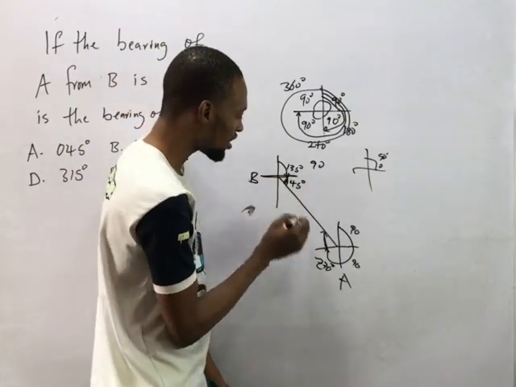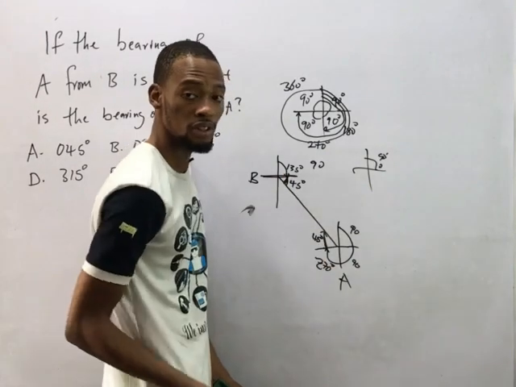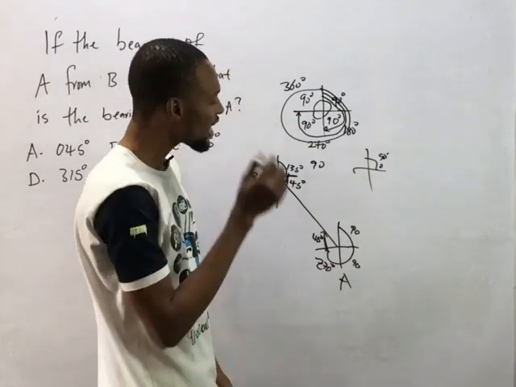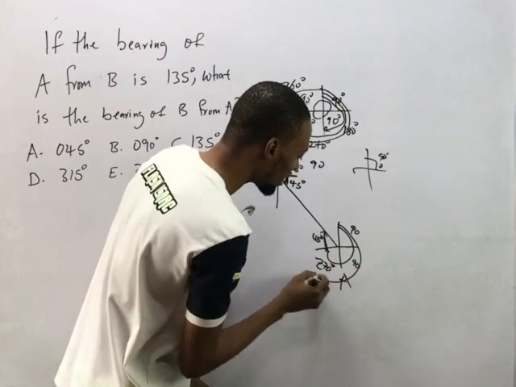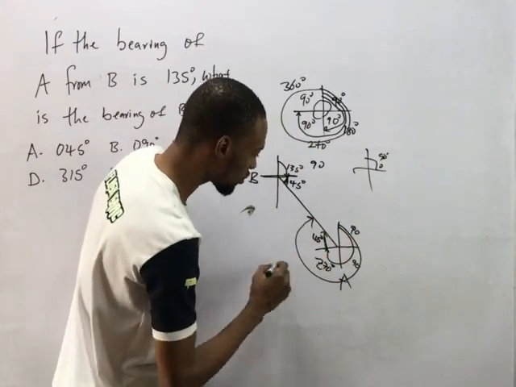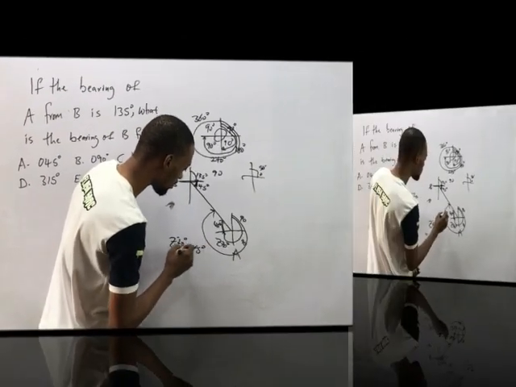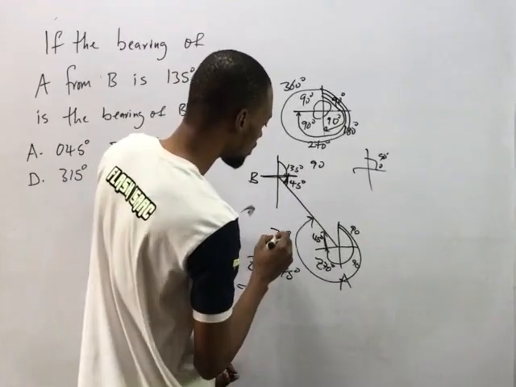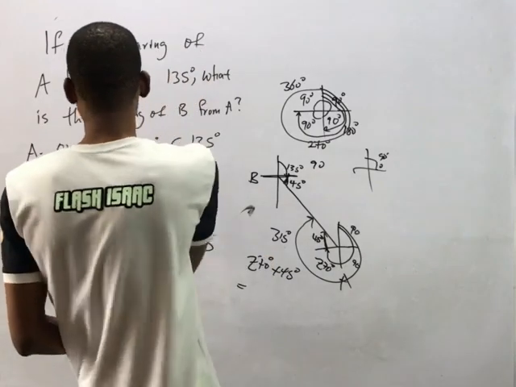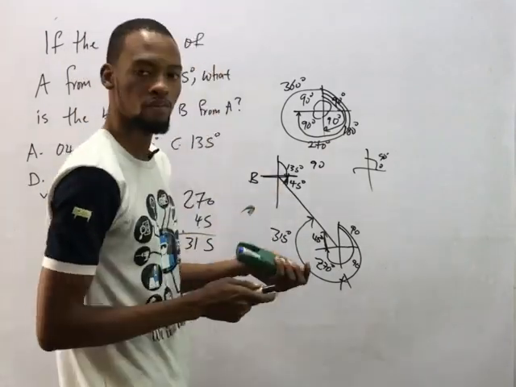And if here is 45 degrees, here is also 45 degrees, alternate angles. So our bearing will simply be, we are moving from here to here, which is 90 plus 90 plus 90, that's 270 degrees plus 45 degrees, 315 degrees. So 315 degrees is the bearing of B from A.